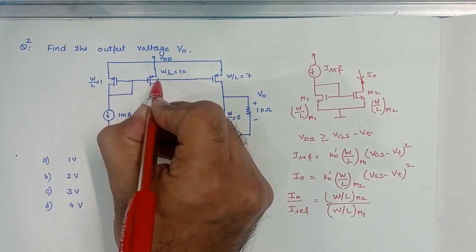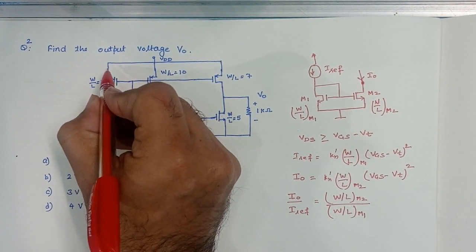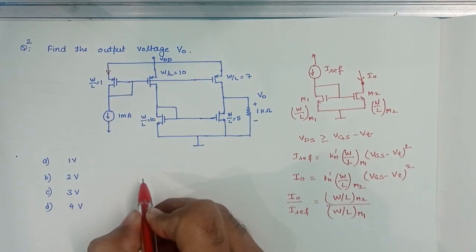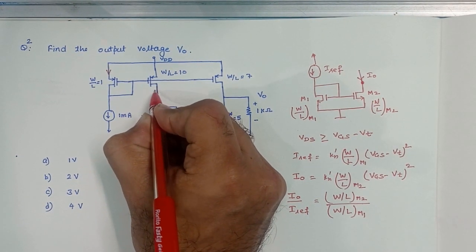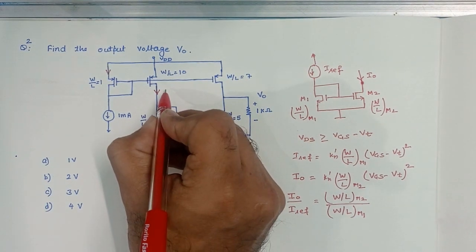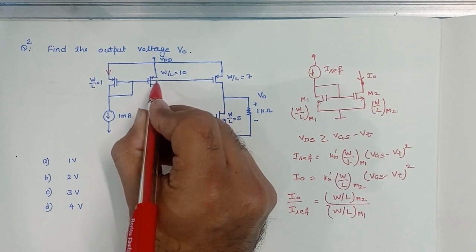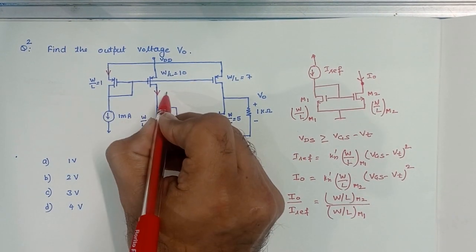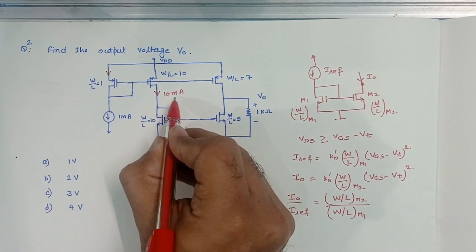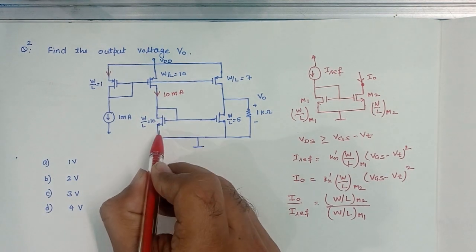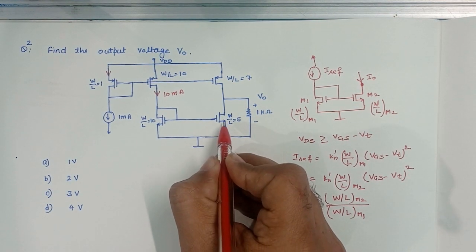Here this is PMOS and these are NMOS. The 1 milliampere current is passing through this MOSFET, and this MOSFET will mirror this current here, but the current here will be equal to the ratio of W by L of these two transistors times this reference current. So here the current will be equal to 10 milliampere. That 10 milliampere current will act as a current source for this NMOS transistor, and that will be mirrored here in this NMOS transistor.